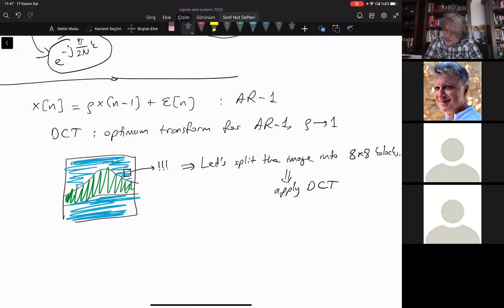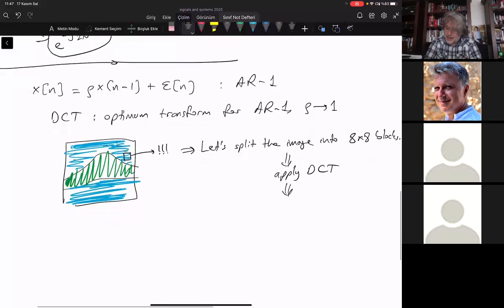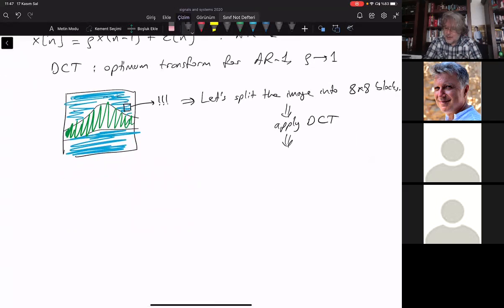compression. And we know that this compression technique splits the image into 8 by 8 blocks. Within the 8 by 8 blocks, you can assume that the signal is stationary, so DCT will work fine. And when you do that, what you actually do is the famous JPEG compression technique, which splits the image into 8 by 8 blocks and applies DCT. And furthermore, it quantizes, chops off some coefficients, etc. Of course, it's a compression technique.